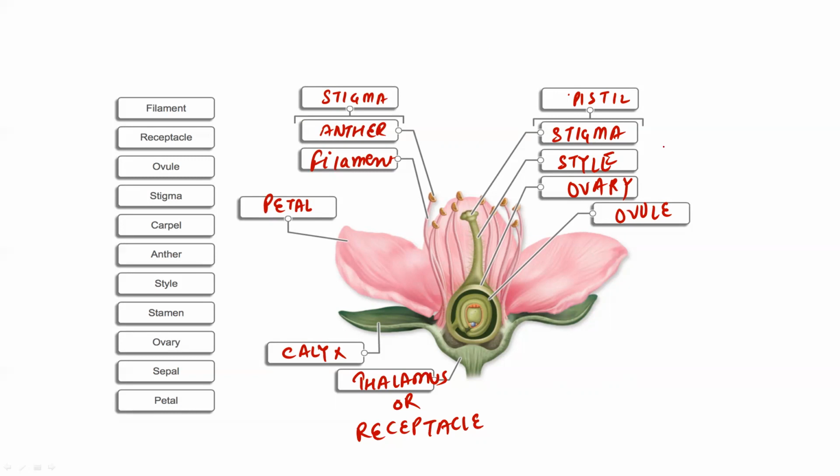And one more thing from the entrance point of view, if I ask, what is the stalk of a leaf? If you know, please comment the answer in the comment box, right? And what is the stalk of an inflorescence? If you know the answer, please write it in the comment box.